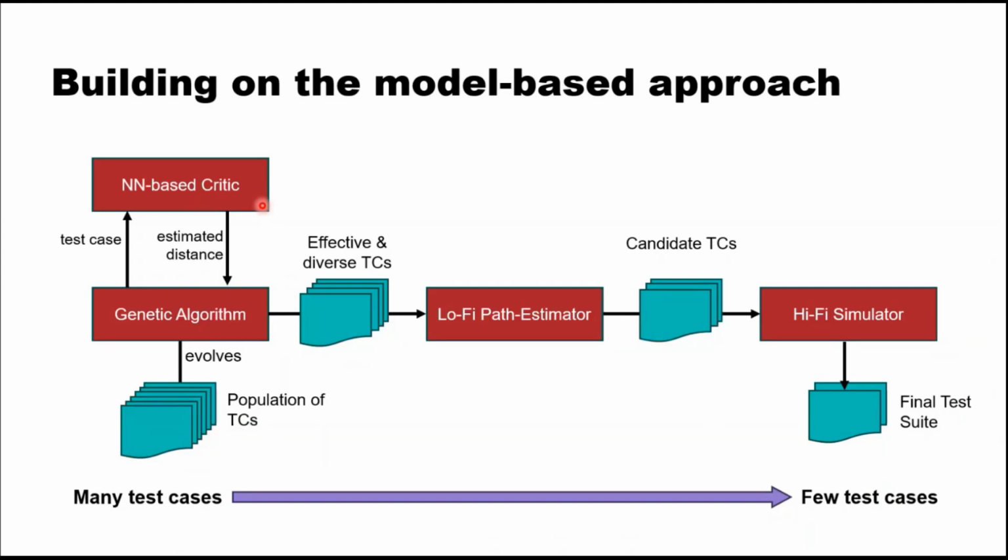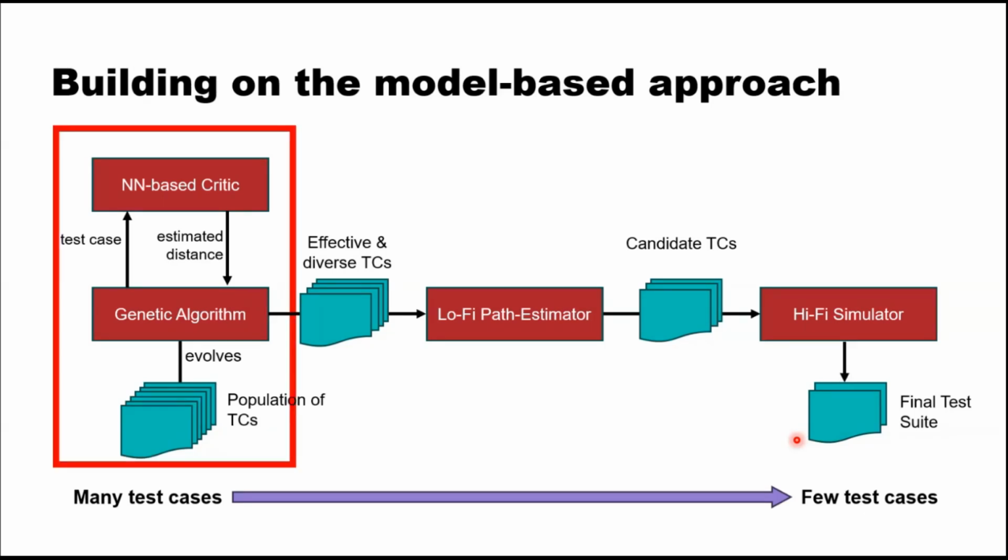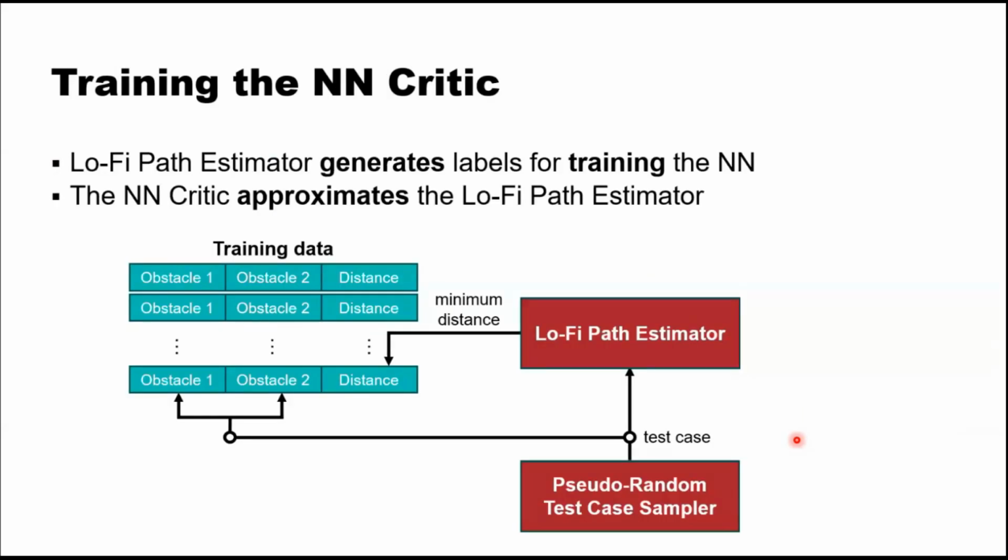Because we don't completely trust the neural network critic, we then pass these effective and diverse test cases through the Low-Fi path estimator to reevaluate them, and then produce a smaller number of test candidates that are passed to the High-Fi simulator. I'm going to go through the neural network-based critic and GA part, because that's the new part. So if you have the next slide, please, Anas, and the one after that as well.